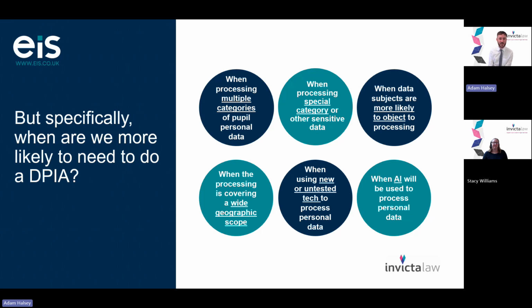Well, one example of where risk may be higher and therefore where we are more likely to need to do a DPIA is when we're processing multiple categories or types of pupil personal data, or of anyone's personal data. For example, we're probably less likely to need to do a DPIA where something only involves email addresses, but more likely where it involves email address, name, school, what class someone's in, details of any special educational needs and disability. In those circumstances, risk is going to be inherently higher.